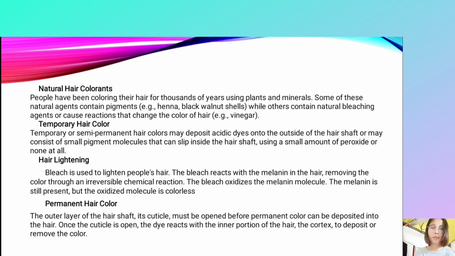So, the outer layer of the hair shaft, its cuticle, must be opened before permanent color can be deposited into the hair. Once the cuticle is open, the dye reacts with the inner portion of the hair, the cortex, to deposit or remove the color. Most permanent hair coloring products use a two-step process, usually occurring simultaneously, which first removes the original color of the hair and then deposits new color.